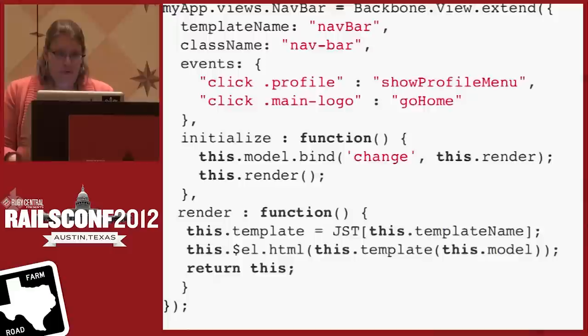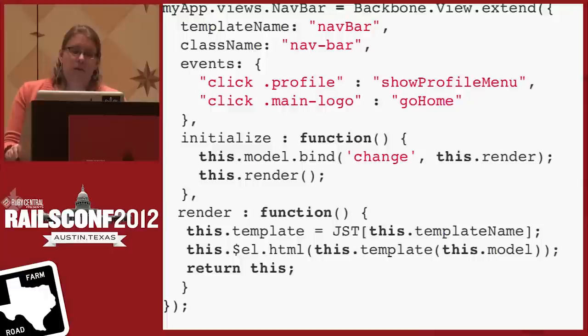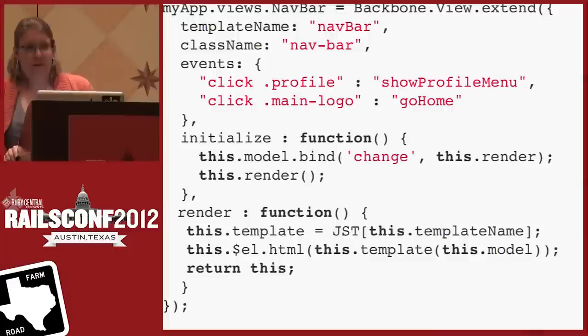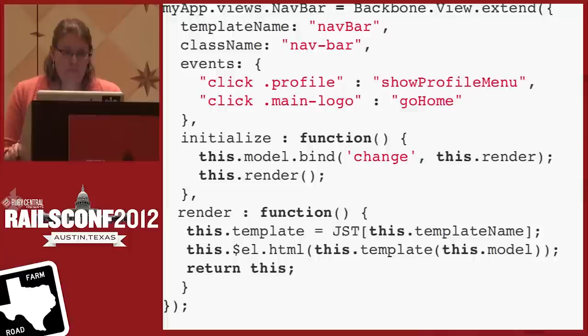So in our initialize, the first thing we do is we bind the change event. And this is one of those things that Backbone provides you. And what we're saying is when this model changes, re-render the navbar. Right, so you could imagine someone updates their profile, they change their first name, they change their profile image, whatever it is. You want to re-render the navbar so that it reflects the changes that they've made. And then we render the navbar in the initialize, which is something you can do. It's not always done. So finally, let's look at the render method.